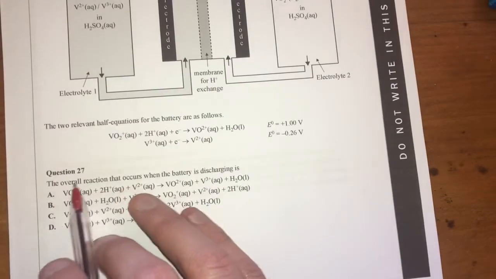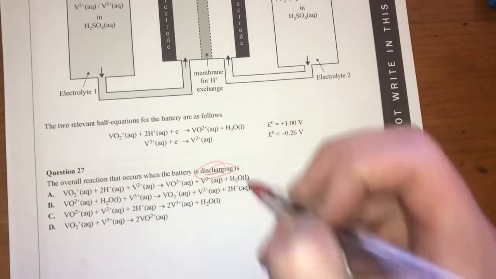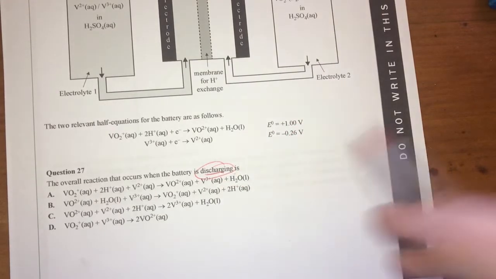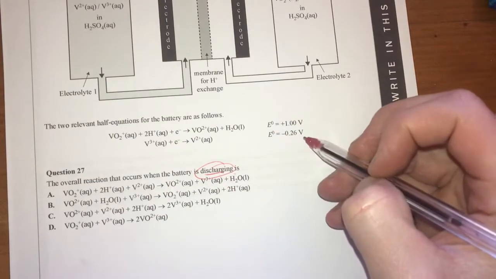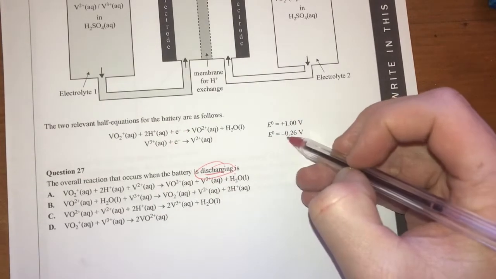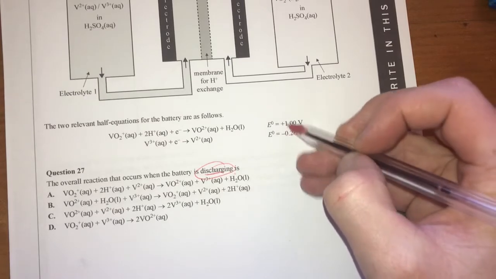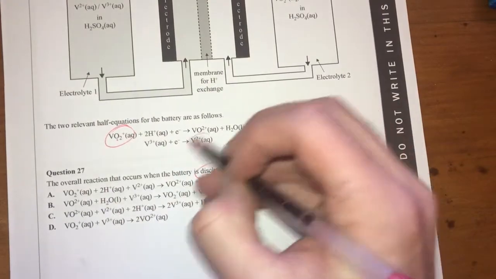All right, so question 27. The overall reaction that occurs when the battery is discharging, so that's when it's releasing energy, is going to be found using these two half equations here. So first thing I want to know is, are they in the right order? Because VCAA sometimes like to mess with your head and put the negative one above it, but they don't. This is in order as they would be on the electrochemical series. So this is going to react with this.